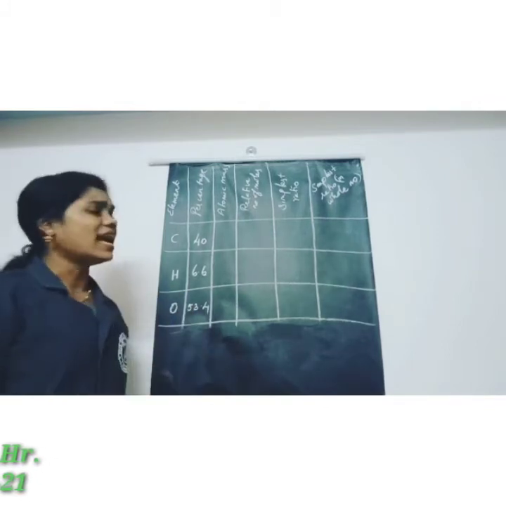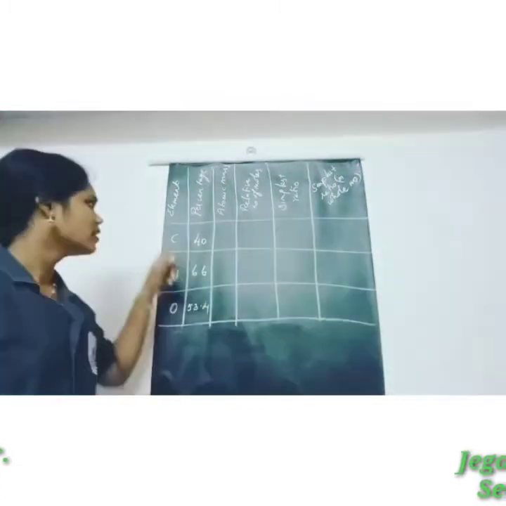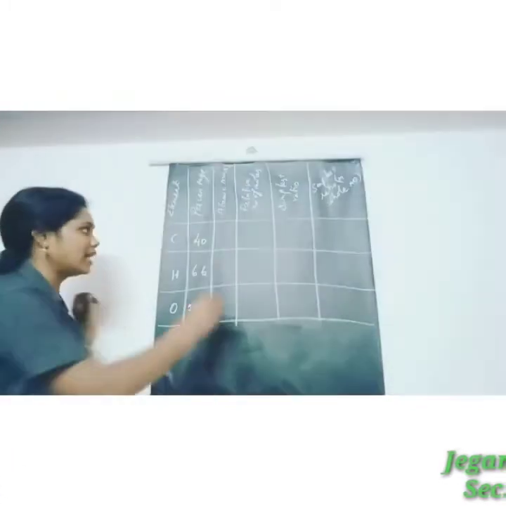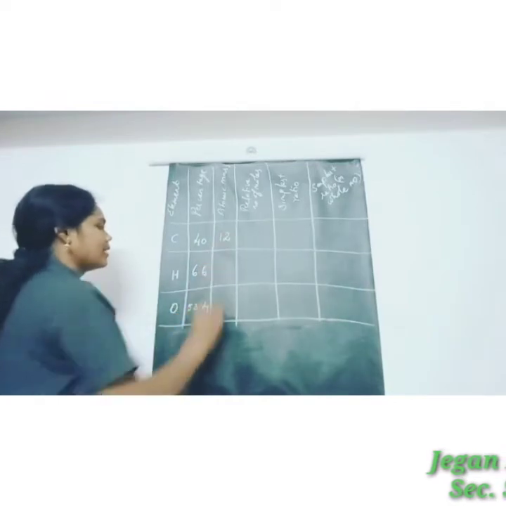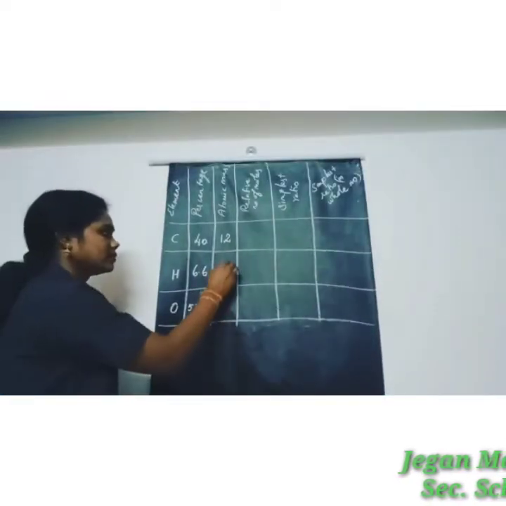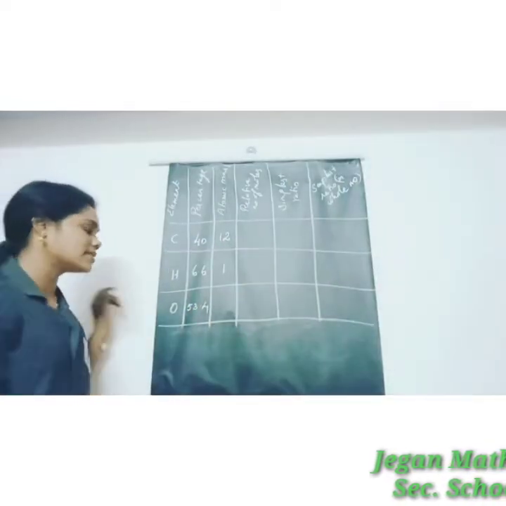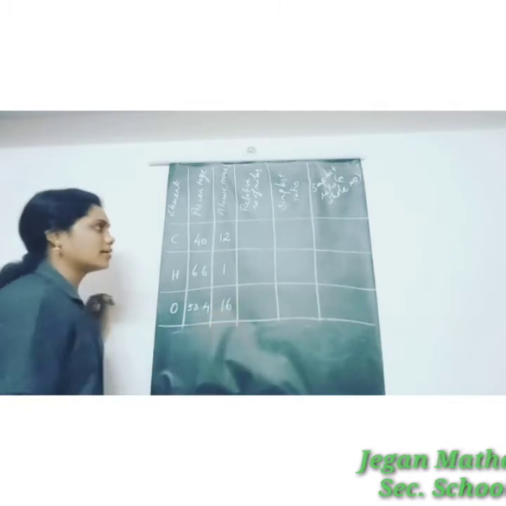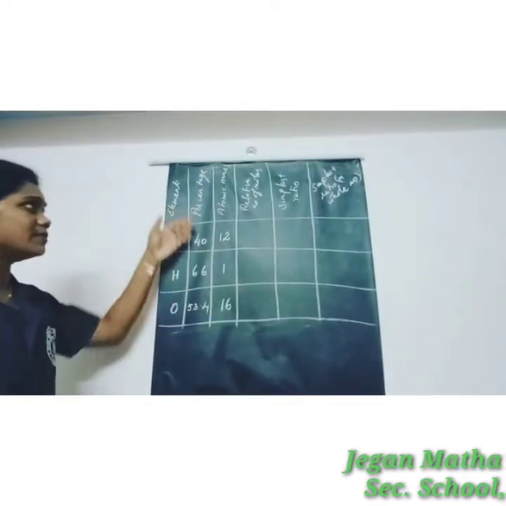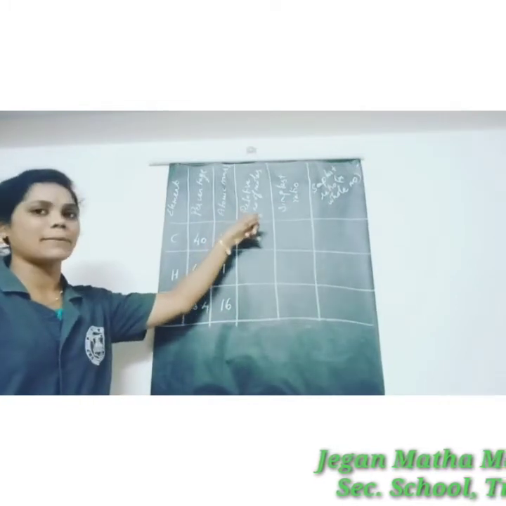Already we know the atomic mass of these elements. Carbon atomic mass is 12, hydrogen atomic mass is 1, and oxygen atomic mass is 16. So we know the element, percentage and atomic mass. After that, the relative number of moles.